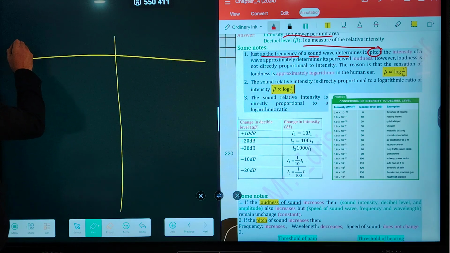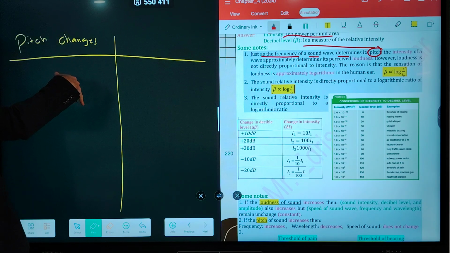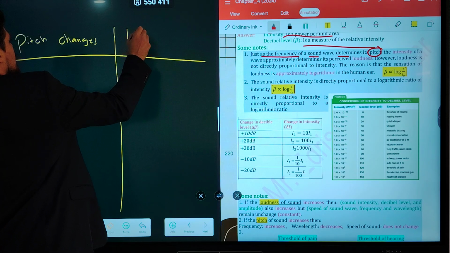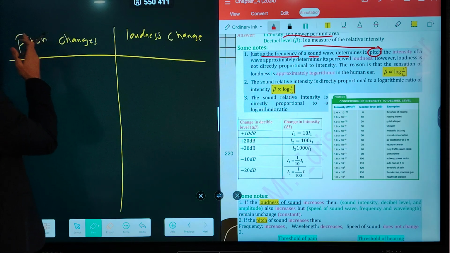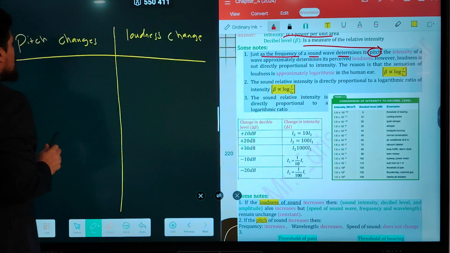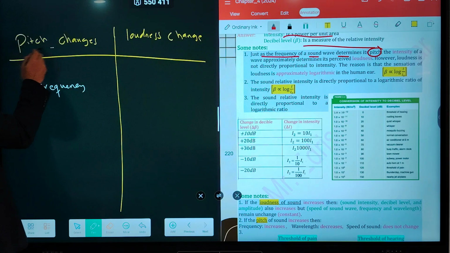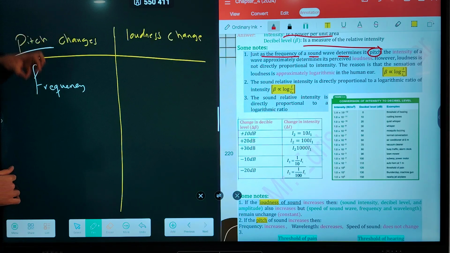Guys, look, when pitch changes, meaning it increases or decreases, or when loudness changes. By changing pitch, which of the following changes? Does the frequency change? Yes. By changing pitch, frequency also changes. By increasing pitch, frequency gets more. By decreasing pitch, frequency gets lower.